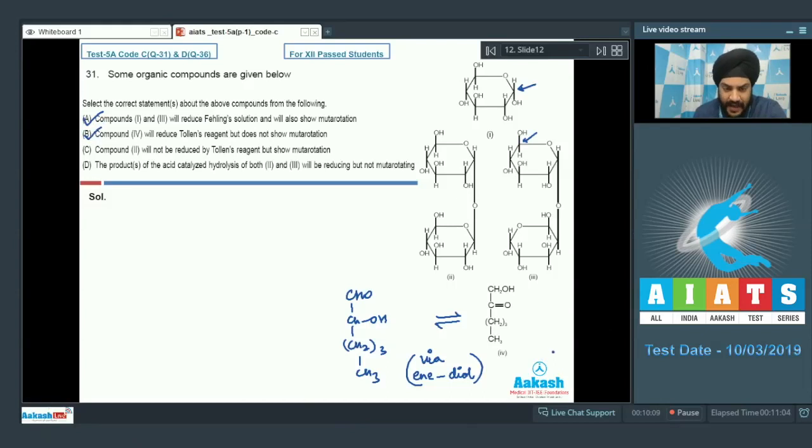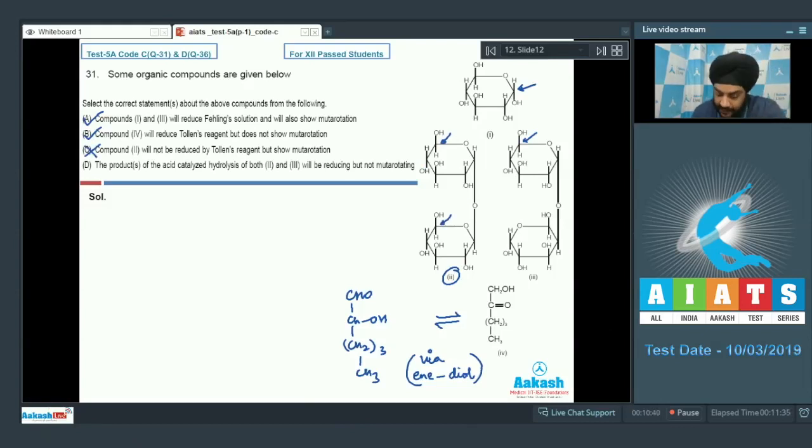If we talk about the C statement now, compound 2 will not be reduced by Tollens reagent, but it will show mutarotation. So if you look at the compound 2 which is given to us, this will be reduced by Tollens reagent and this will show mutarotation as well, as there are hemiacetals present in the structure. So statement C is incorrect.